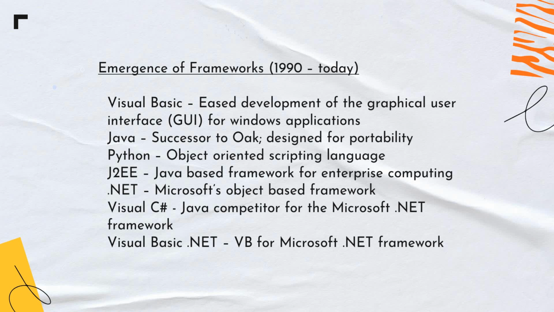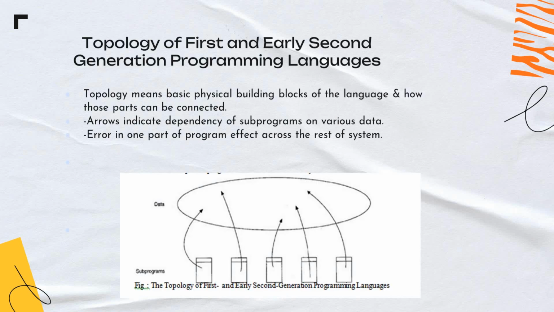Emergence of frameworks, 1990 to today. Visual Basic eased development of the graphical user interface for Windows applications. Java, successor to Oak, designed for portability. Python, an object-oriented scripting language. J2EE, a Java-based framework for enterprise computing. .NET, Microsoft's object-based framework. Visual C#, a Java competitor for the Microsoft .NET framework. Visual Basic .NET, Visual Basic for the Microsoft .NET framework.